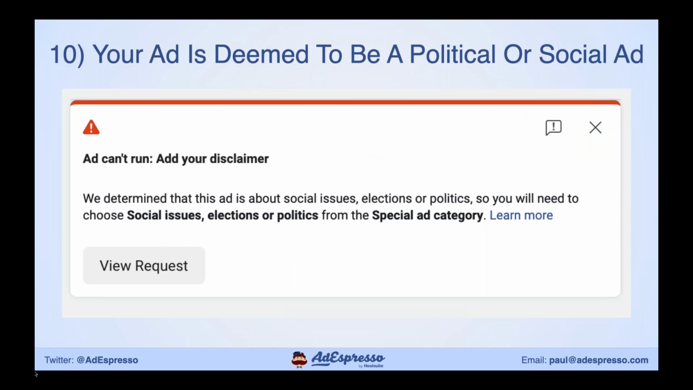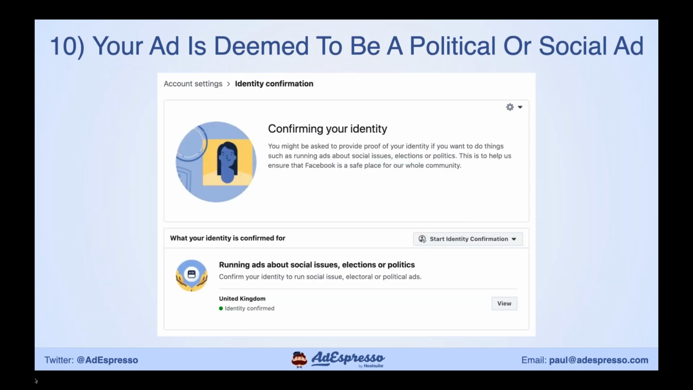And then we're getting near the end of the list now. Reason number 10 why your ads might not be serving properly is maybe it falls into a special ad category. So it's a political or social ad. The ad technically isn't being rejected, but Facebook is saying to you, this ad needs a disclaimer to run there. So you need to be verified to go and run in these special ad categories.